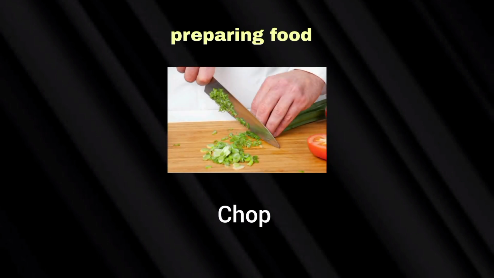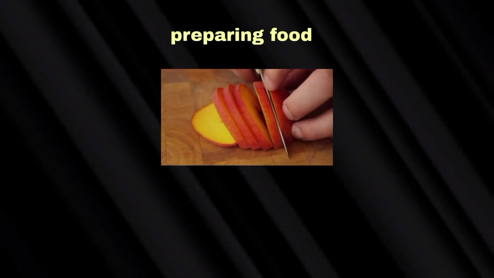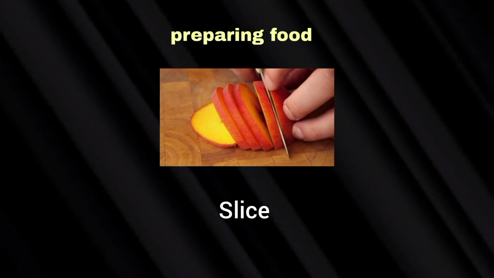Chop. Cut into small pieces, usually even pieces. Dice. Cut into little cubes. Slice. Cut into slices. We slice meat, fruit, and vegetables, bread, or even cake.